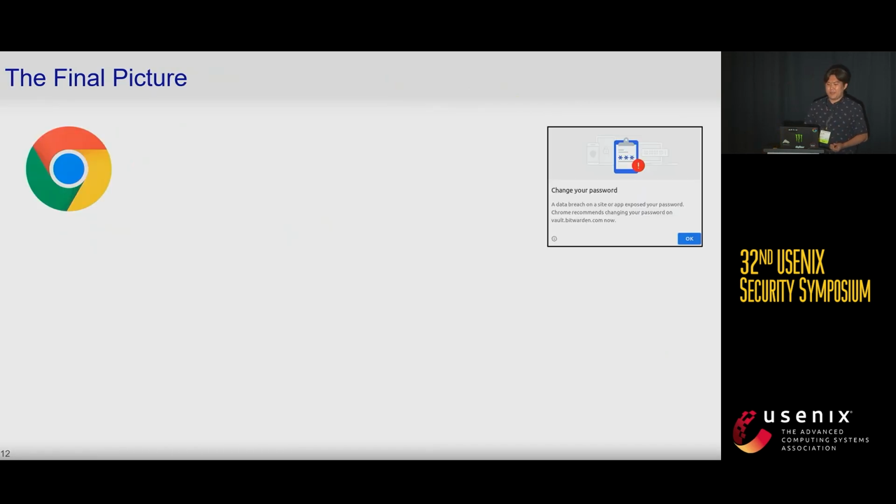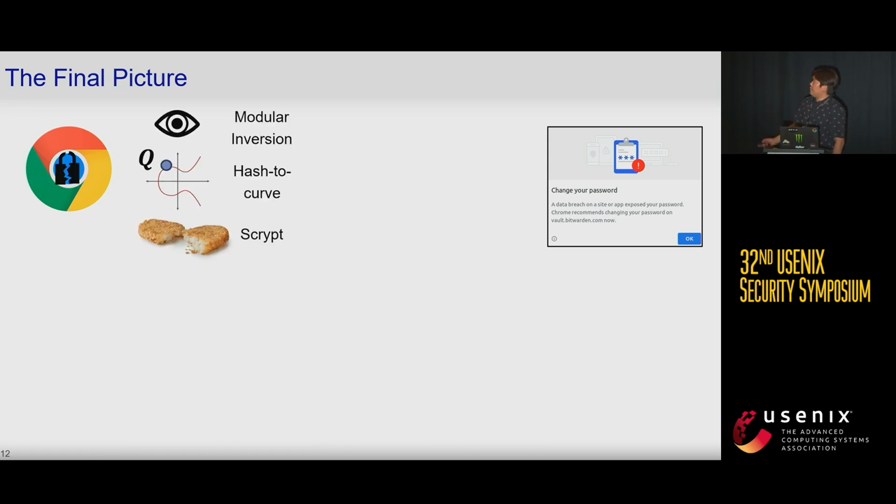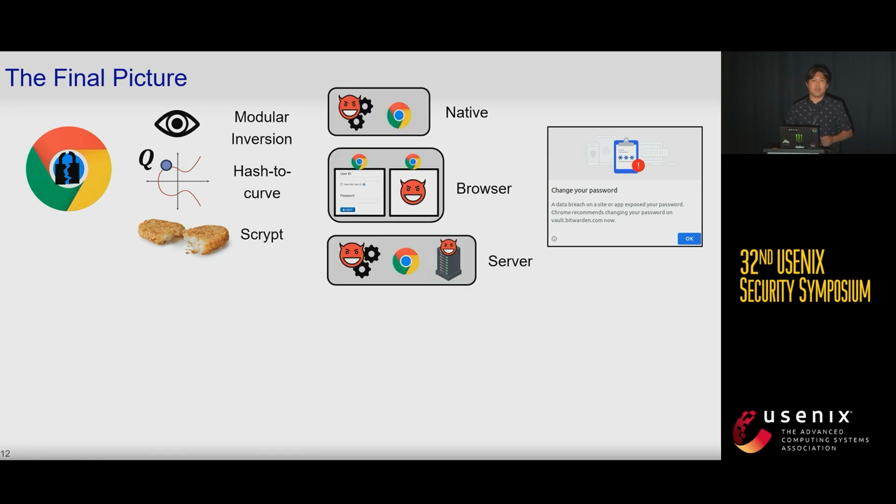So let's talk about the big picture now. We noticed that Chrome had a new protocol to check for credential stuffing attacks that used some new cryptography whose side channel resistance had not been studied well. So what's new? Well, we ended up breaking Chrome in 3 different places under 3 threat models. And in all attacks, the password leak detection protocol can disclose a user's password to the adversary.